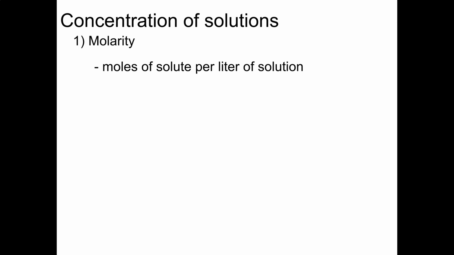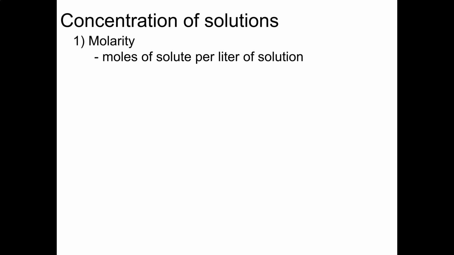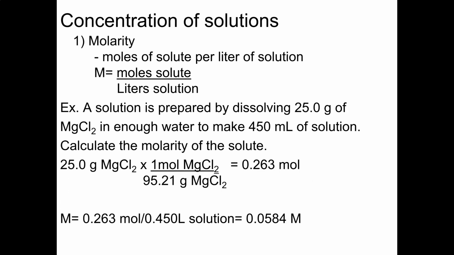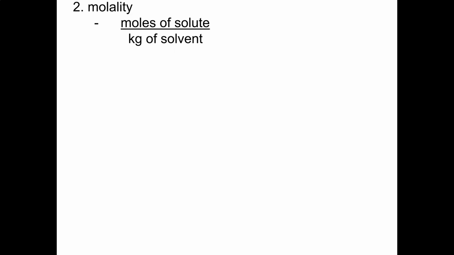Concentration, this is where the mass component comes in. You already know molarity, it's just moles per liter of solution. Real simple formula, we've done this a lot. Here's an example of it. They give you 25 grams of magnesium chloride, 40 milliliters of solution. So all you have to do is just divide the moles of the solute by the liters of solution. So you get your moles of magnesium chloride divided by the volume, and you get your molarity, which is 0.0584 molar.